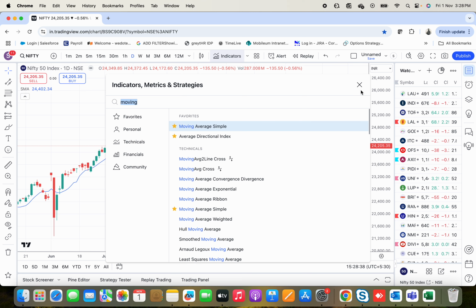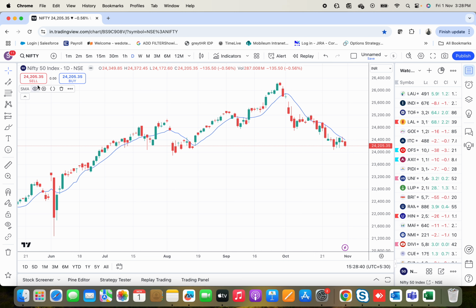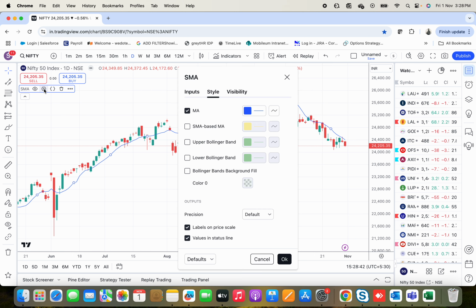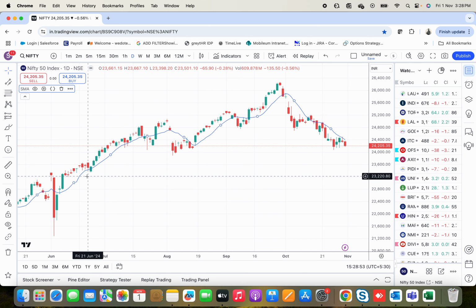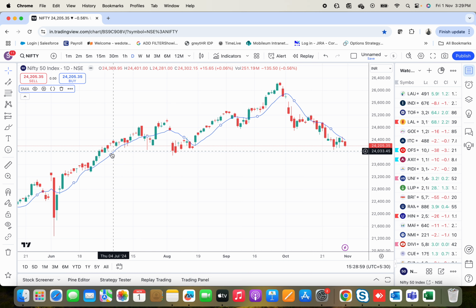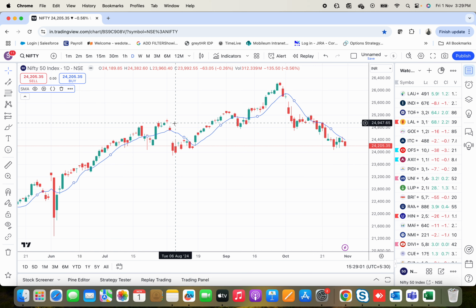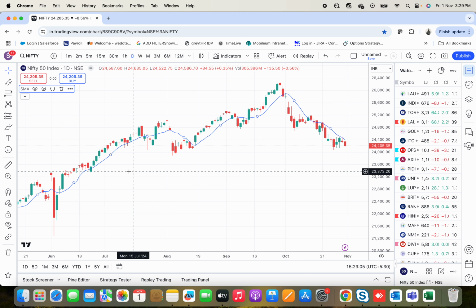Take it, and then you can customize it here. By default it comes as 9, which means it takes the average of the previous 9 bars and plots it. You see it's already plotted. So it gives a trend. Say, for example, this is an uptrend, this is a downtrend, uptrend, downtrend, downtrend, and so on.